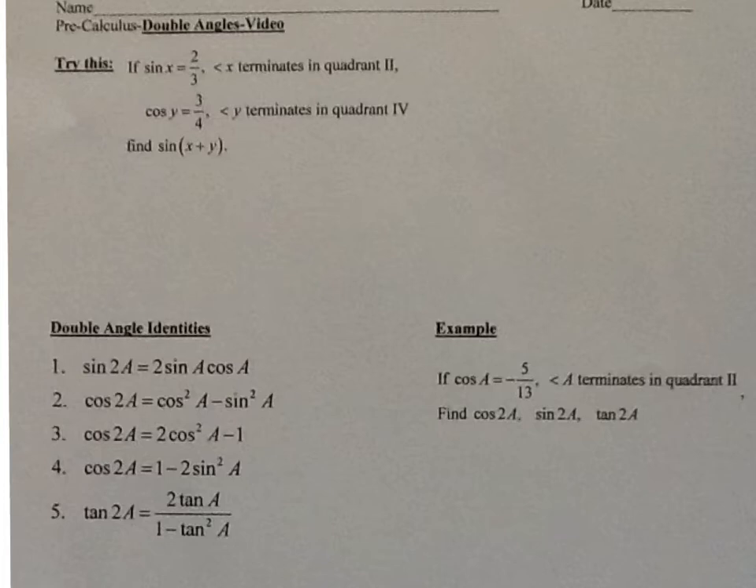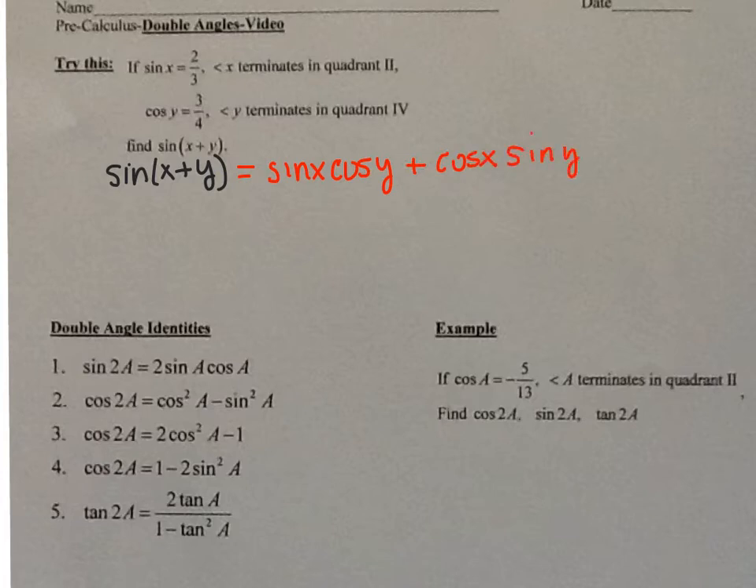So it is finding the sum of two angles here, right? Because it says find sine x plus y, so that's find the sum of two angles. So let's write down the formula for the sum of sine x plus y. So sine x plus y is sine x cosine y plus cosine x sine y. So I know I have to plug something in for sine x and cosine y and add that to cosine x times sine y.